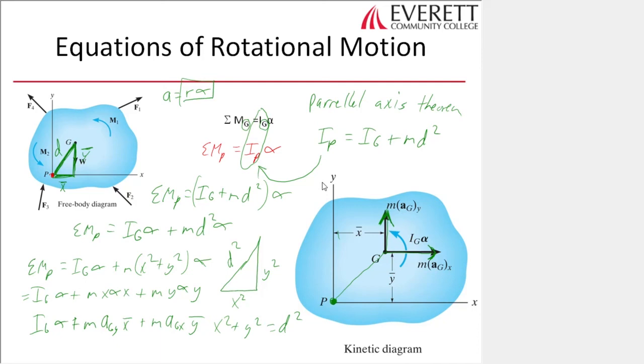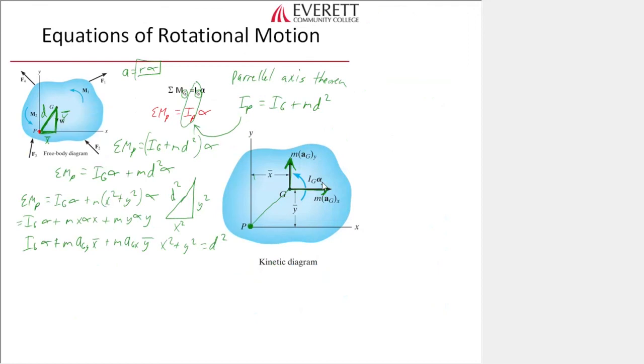This equation I'm just going to reorder to make it look like what it shows in the textbook, and then I'm going to try to explain again in a little more detail why it's important. The sum of the moments about P can either be calculated by finding the moment of inertia about P and multiplying it by alpha, or by taking the kinetic moments.